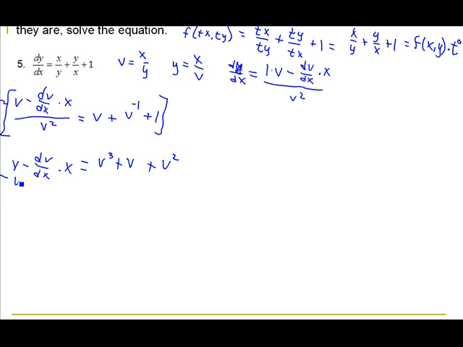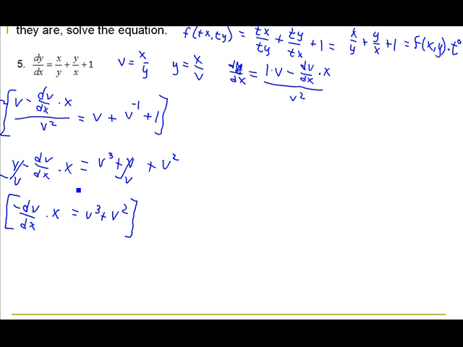We're going to subtract off v from both sides. Those v's will cancel out. So we get negative dv dx times x is equal to v to the third plus v squared. Okay, this is separable.